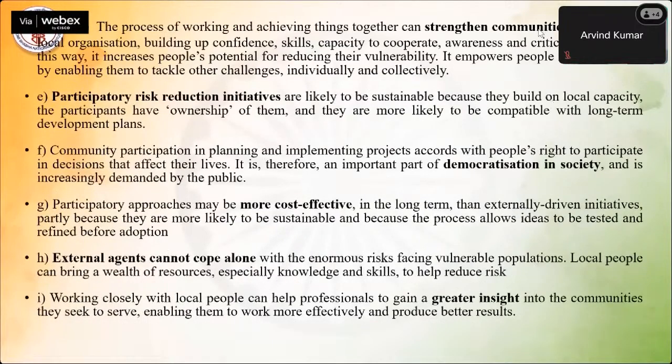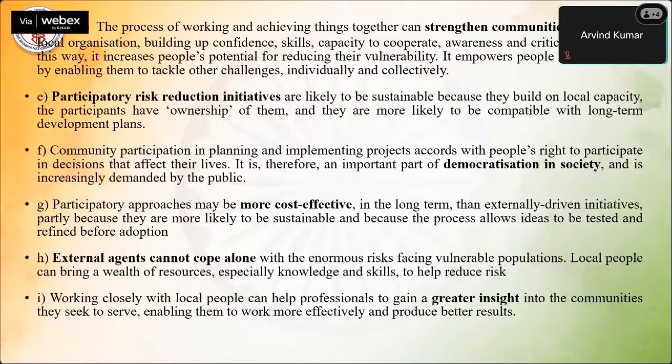the process of working and achieving things together can strengthen community. It reinforces local organization, building of confidence, skills, capacity to cooperate, awareness, and critical appraisal. In this way, it increases potential for reducing their vulnerability. It empowers people more generally by enabling them to tackle other challenges individually and as a whole community, that is collectively.